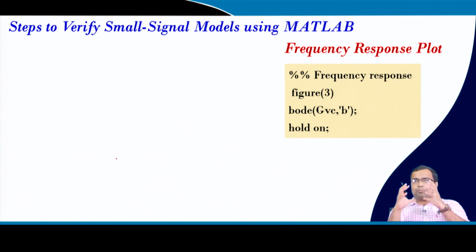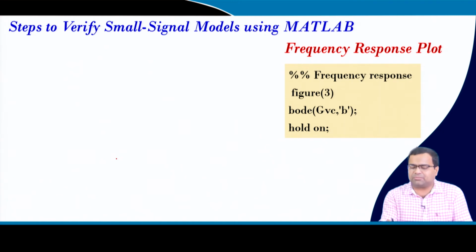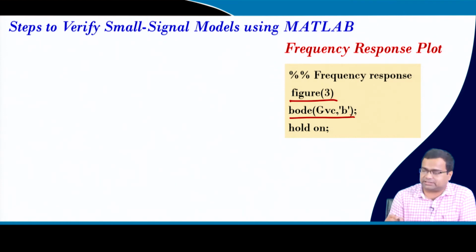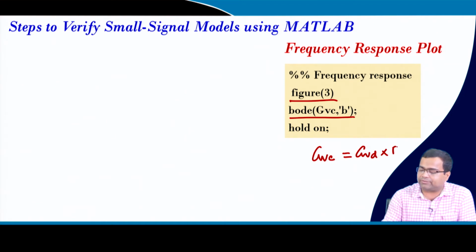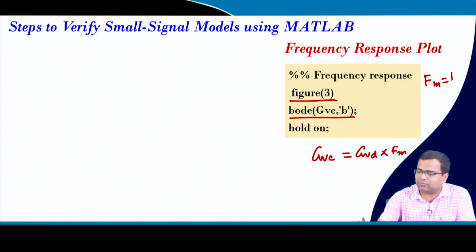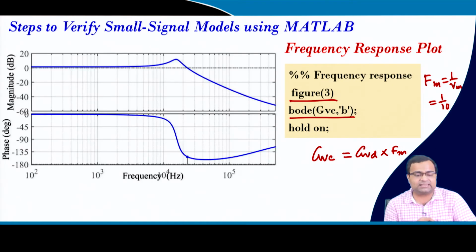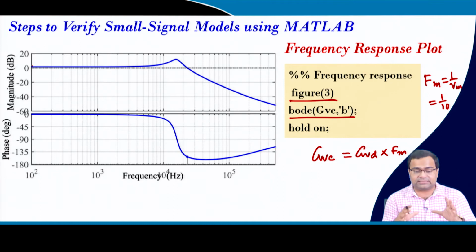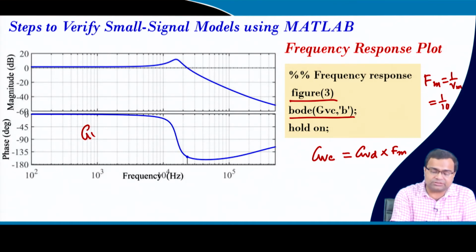Now, if we want to plot frequency response, there are many figures. First, we want to plot the Bode plot of the control to output transfer function, which is GVC. Please remember, GVC is GVD into FM. What is FM? We have taken 1 by Vm, and in this case 1 by 10. So, this will reduce the gain. As a result, you can see the DC gain of this transfer function, the low frequency gain, is very low, almost close to 0 dB. This is the control to output transfer function, which is GVC.